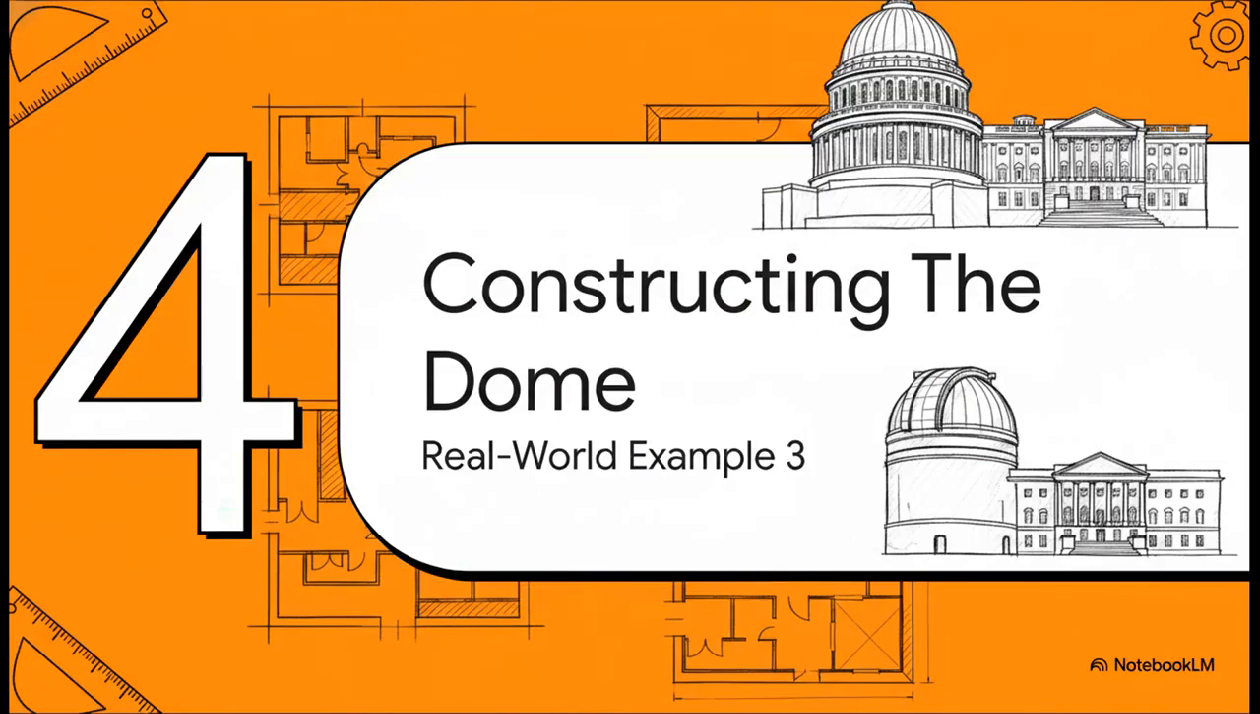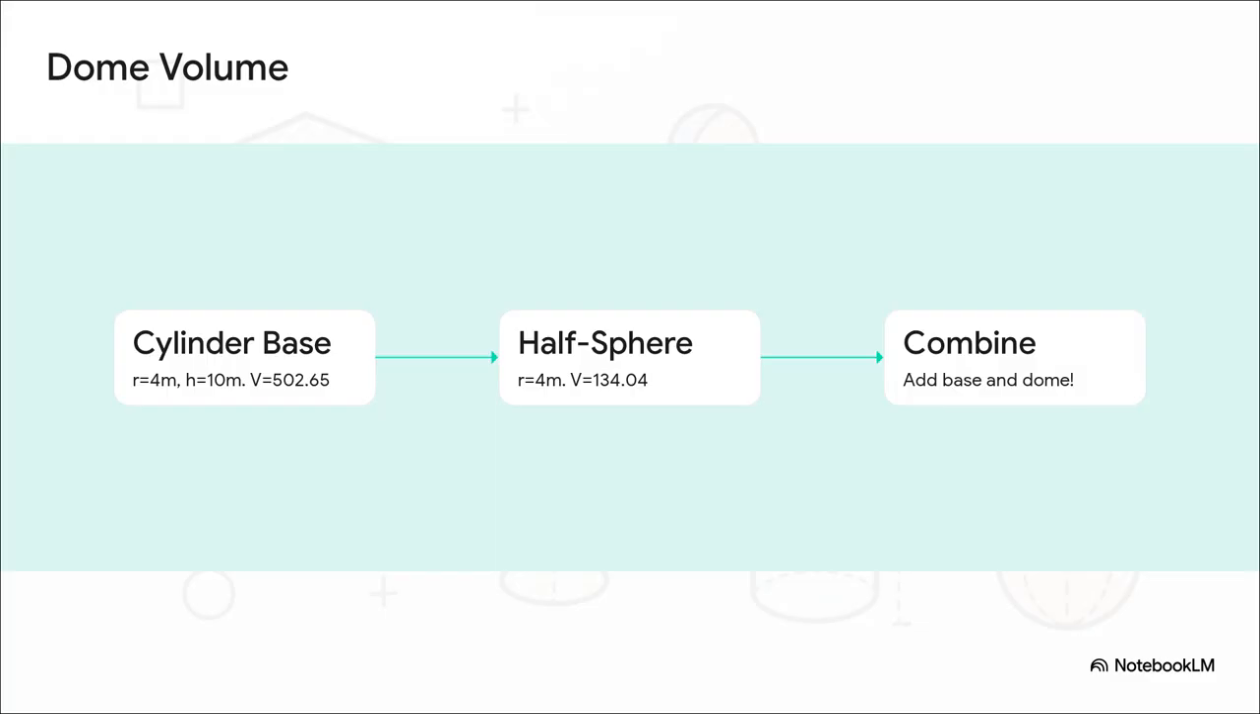Okay, Section 4, constructing the dome, real-world example 3. Let's step away from treats and snowmen and look at some heavy architecture. Think of a grand Capitol building, or maybe an observatory. You've got a cylindrical dais topped by a hemispherical dome. Let's deconstruct this grand building together. Step 1, we calculate the cylinder base. Say it has a radius of 4 meters and a massive height of 10 meters. The cylinder volume is pi times radius squared times height. So pi times 16 times 10 gives us 160 pi, which is about 502.65.